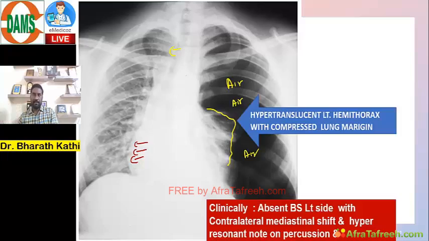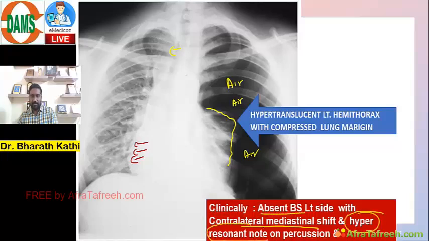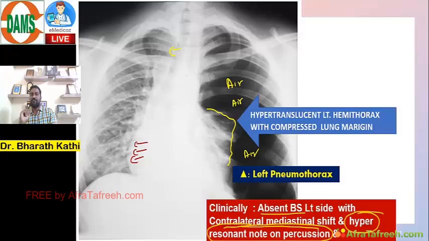And the clinical scenario, they might mention absent breath sounds with mediastinal shift to opposite side and hyper-resonant note on percussion. What should be your straightforward diagnosis? This is a left pneumothorax.